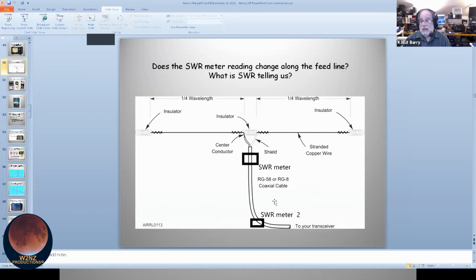So if I put an SWR meter right at the antenna feed line and then have another one in my shack, do I learn any more information by having 2 meters? One in my shack and one at the antenna? The answer is no. The SWR doesn't change on your feed line.